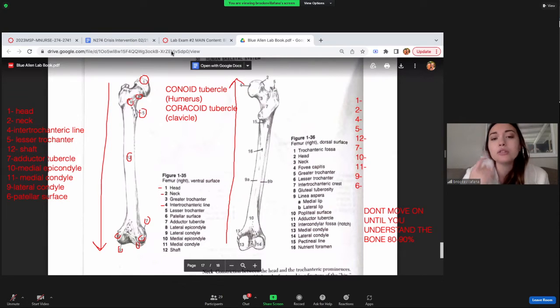I never studied with the pictures in the book. That's a great question. I would highly advise you guys not to use the pictures in the book to study. I would say that that'll probably lead to disaster on the exam. I would definitely study with bones.